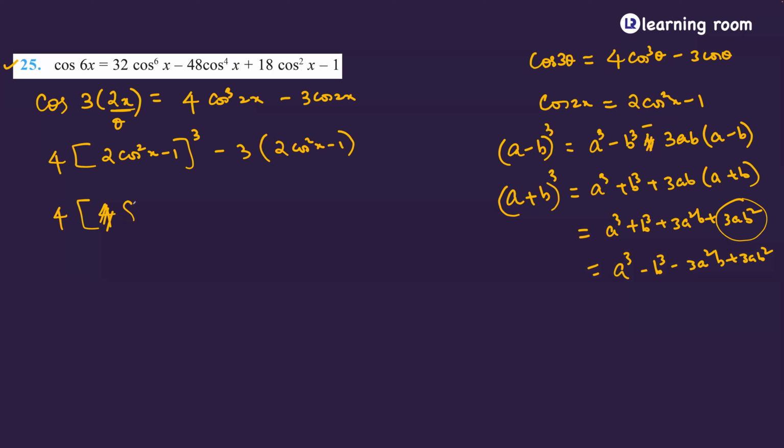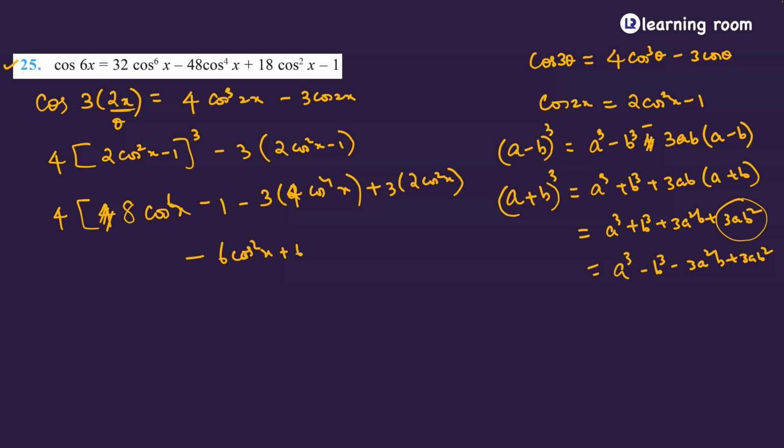So you have 8 cos power 6x minus 1, minus 3 into 4 cos power 4x plus 3 into 2 cos square x. Am I right? Minus 6 cos square x plus 6. Right? So, how much will you get?